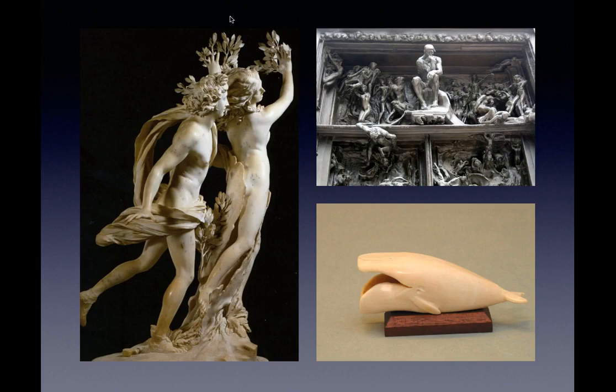We also see in the Rodin sculpture, it's the gates of hell, so there's obviously the life and death, and even in the piece of scrimshaw, that could not be made were it not for the death of the whale from which it came.